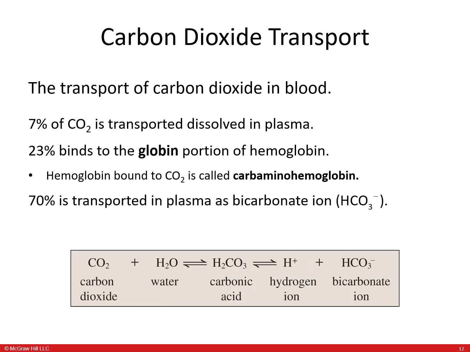Let's talk a little about how carbon dioxide is transported within the blood. 7% of the carbon dioxide is dissolved in the plasma. 23% is bound to the globin part of the hemoglobin. Hemoglobin bound to carbon dioxide is called carbaminohemoglobin. 70% is transported in the plasma as bicarbonate ion. This is a reaction that happens in your body: carbon dioxide interacts with water to form carbonic acid, and that dissociates into hydrogen ions and bicarbonate ions.